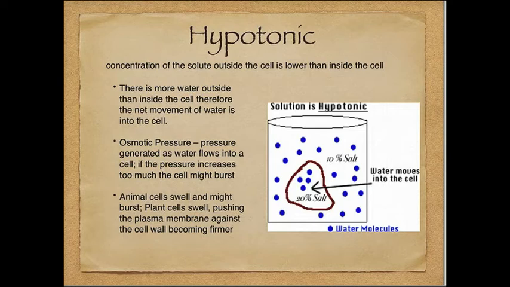The problem with a hypotonic solution is that, especially for our animal cells, which do not have a cell wall, if the osmotic pressure inside the cell increases too much, it can cause the cell to burst. So animal cells will swell and could burst. Plant cells will swell and push against the cell wall, making them firmer, but they would not burst because that cell wall helps to protect them.